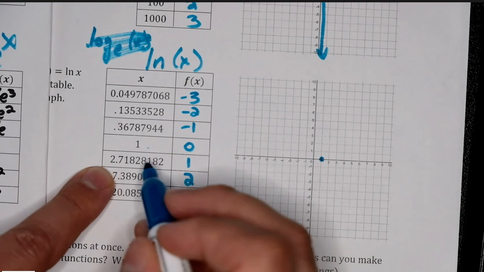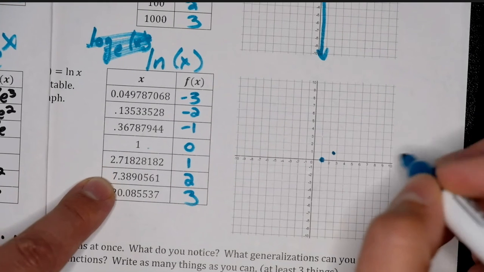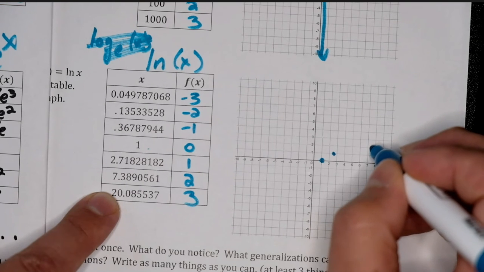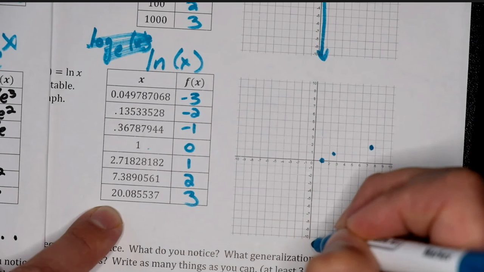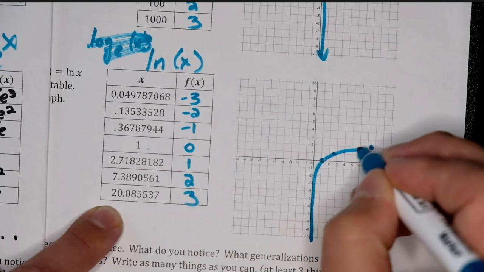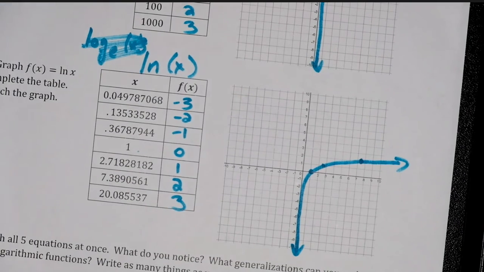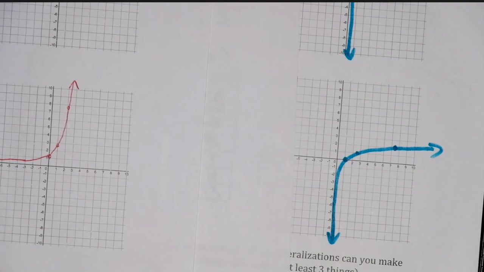Boom, that's okay. And then 2.7 something, 1, so about right there. And then at 7.3, we're at 2. And then at 20, way out here, we're at just 3. So it doesn't rise very fast, does it? And there's our graph. Once again, it should look like the inverse to our e to the x.